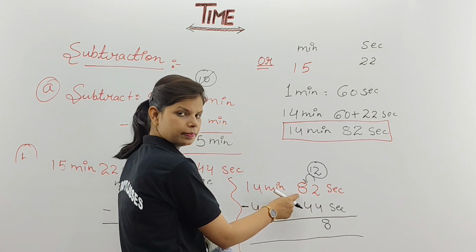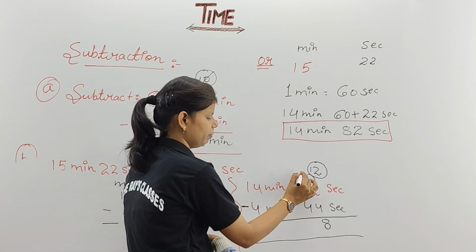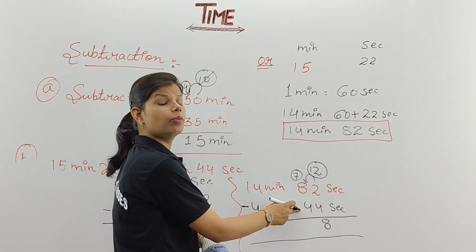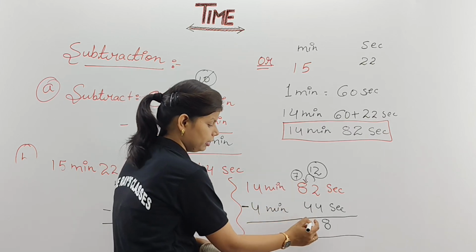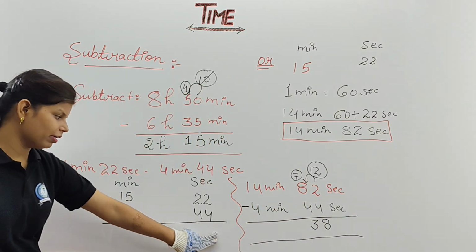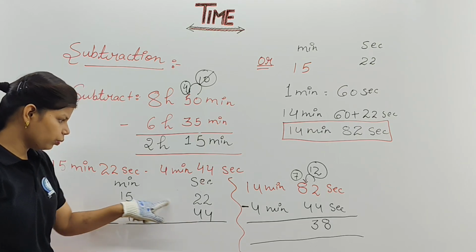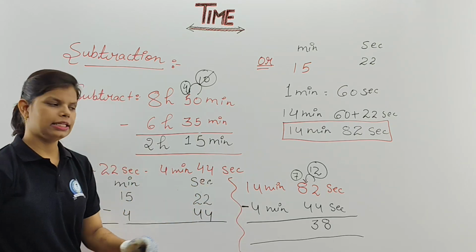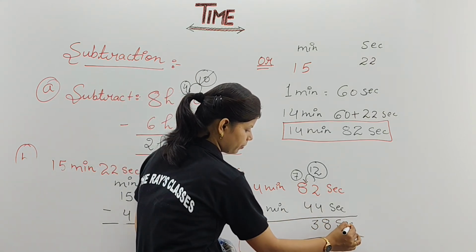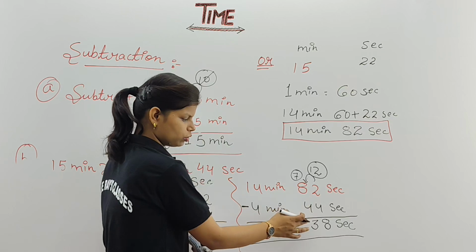Now this 8 has given one borrow to this one. Now what is left here? Good job. It will be 7. And when you are subtracting 4 from 7, what will you get? 3. Now after converting into this form, we are getting the answer, 38 seconds. And here, what will you get? There is no carry, nothing.